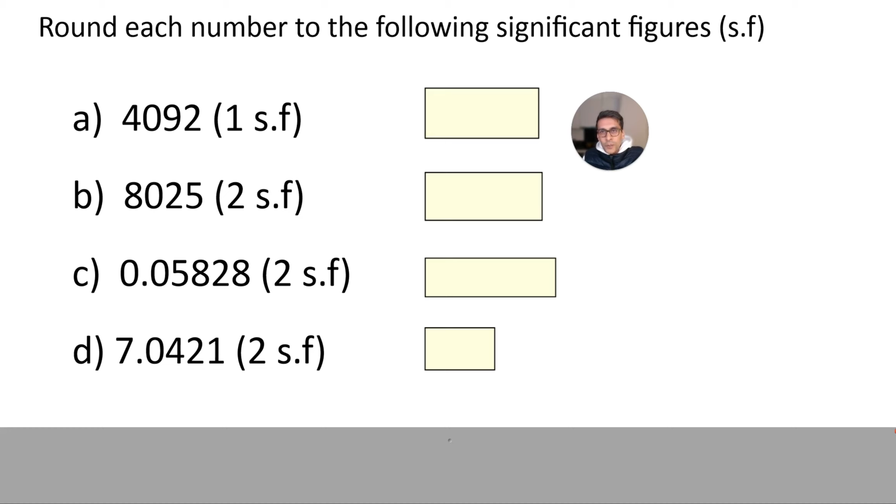So 4092, when you're rounding to one significant figure, the first significant figure is 4, so you're rounding to the nearest thousand. The decider is 0, so you're going to round down. This would be 4,000.